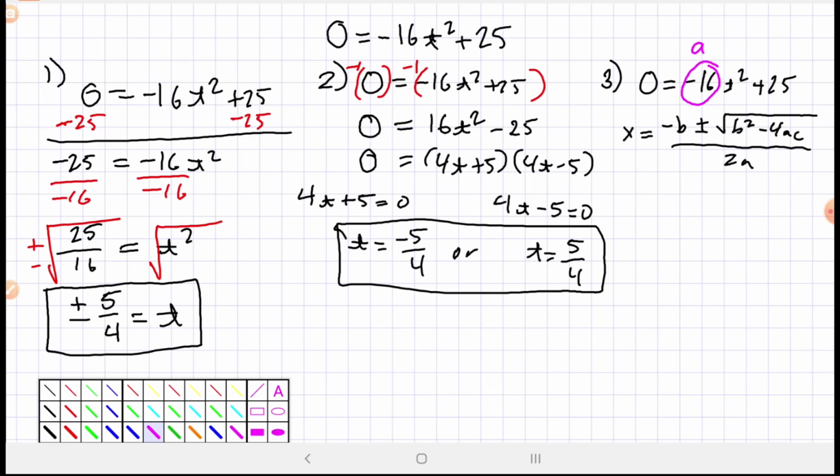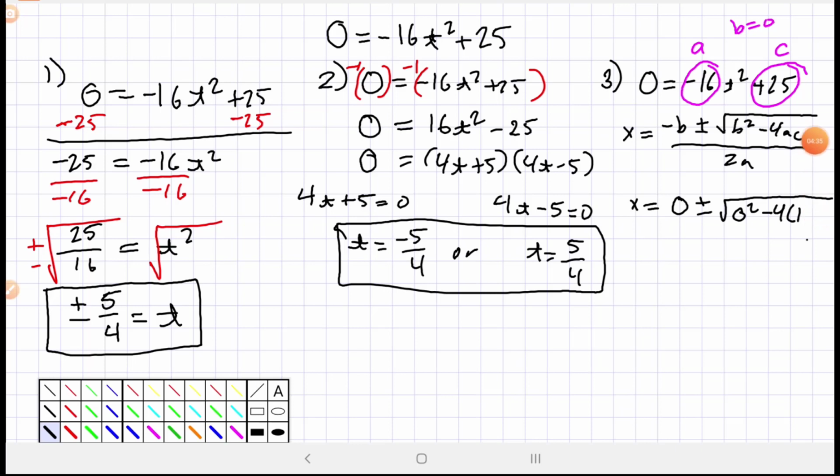Is there a b term? There's no b term, so I'm not going to even write that one. And this is c. So we don't even have a b. b is equal to 0. There's no b term. So then we are going to write this as x equals, the opposite of 0 is just 0, plus or minus the square root of 0 squared, which is just 0, minus 4 times a, which is 16.